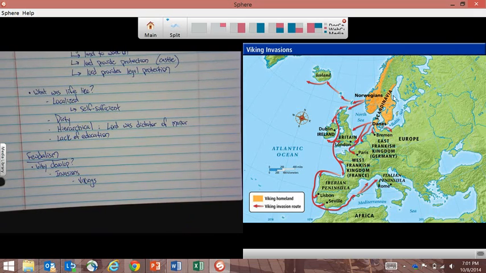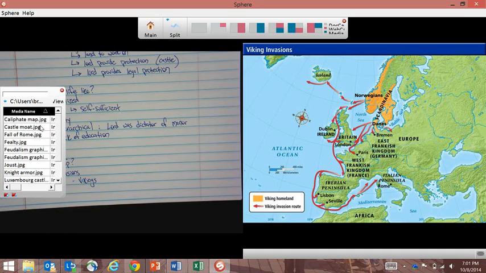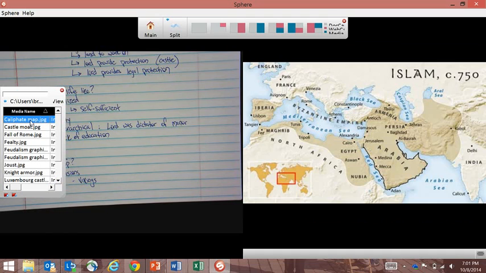But you can see the Vikings are from up here, and over the course of 100, 150 years, they launch these incredibly devastating invasions on Western Europe. They come in, they destroy towns, they steal stuff, they kill people, and this terrifies the people who are living in Western Europe at the time. So that's one. The other one, though, is actually something we've already learned about.